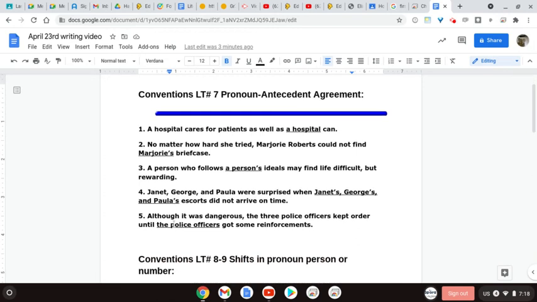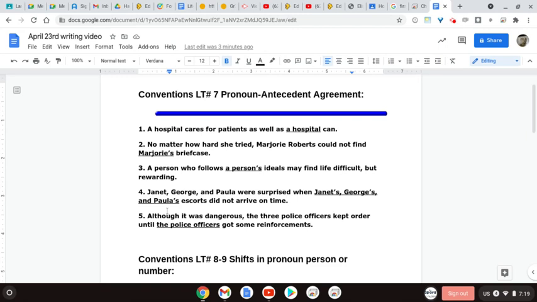Number 4, Janet, George, and Paula were surprised when Janet's, George's, and Paula's escorts did not arrive on time. Replacing the underlined word with a pronoun, it needs to agree in number, and it needs to agree in gender. Well, what is it? Correct response, it's plural, and it's masculine and feminine.